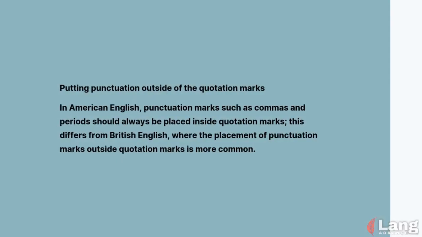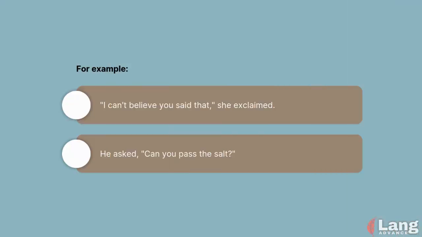Putting punctuation outside of the quotation marks. In American English, punctuation marks such as commas or periods should always be placed inside quotation marks. This differs from British English, where the placement of punctuation marks outside of quotation marks is more common. For example, "I can't believe you said that," she exclaimed. He asked, "Can you pass the salt?"